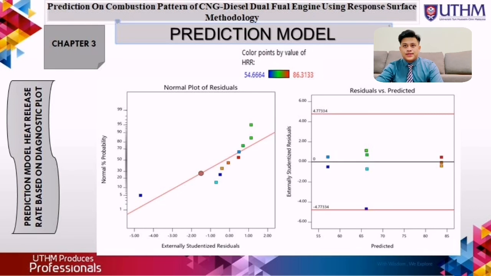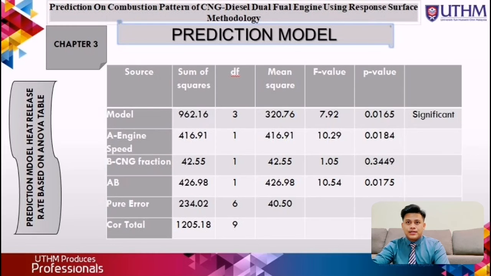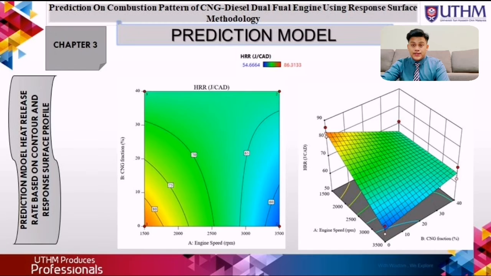The third response is the heat release rate. This is the diagram of the diagnostic plot for the HRR model. The second prediction model is based on the ANOVA table. As we can see, the model F value of 7.92 implies the model is significant. The predicted R squared of 0.4980 is in reasonable agreement with the adjusted R squared of 0.6975. Lastly, it is based on the contour and response surface profile.